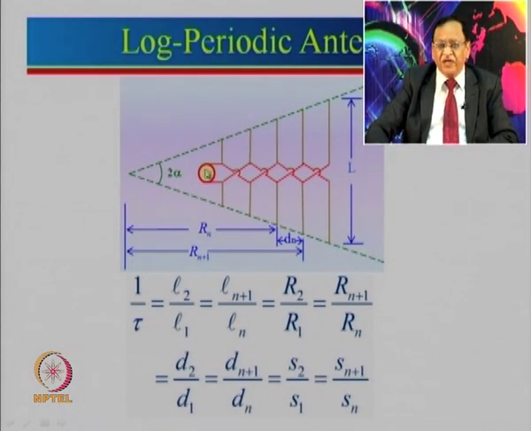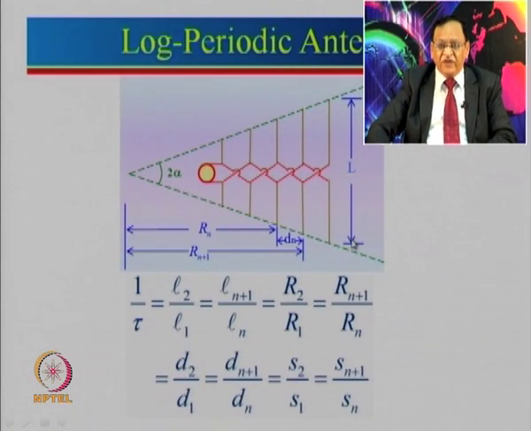The same thing should happen for the diameter. However, practically all the diameters are not always changed. So, suppose there are, let us say, 10 elements or 20 elements, finding wires of 20 different diameters will be difficult. So, generally they are grouped into 3 or 4 different diameters.